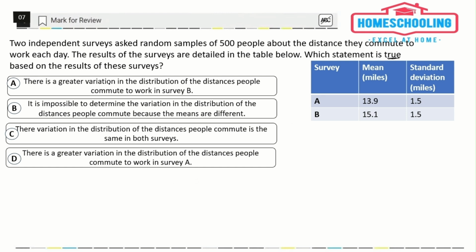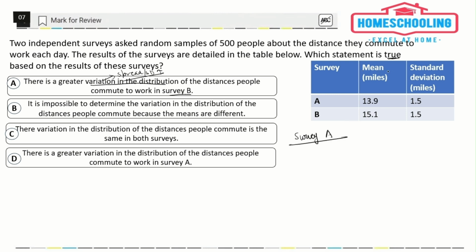So there is a greater variation in distribution of the distance people commute to work in survey. So variation, we can also call it spread or standard deviation. We have to find among these two surveys which one has a higher variation, spread, or standard deviation. So what we're going to do here is make a graph of the first survey, A.